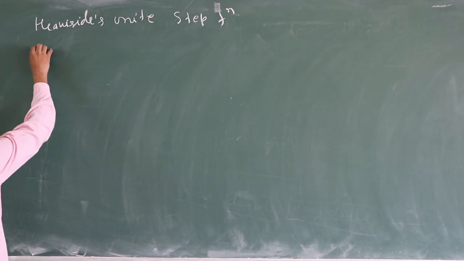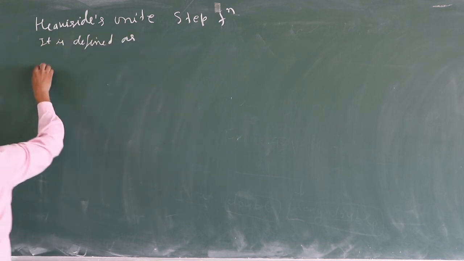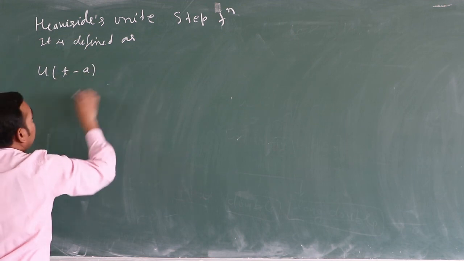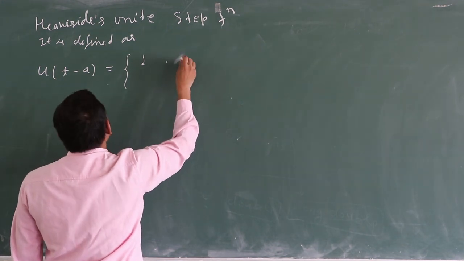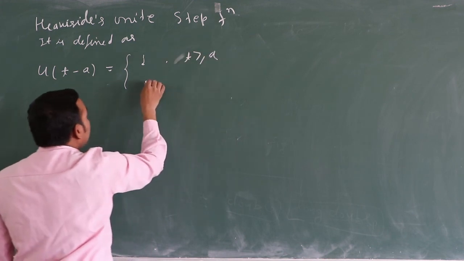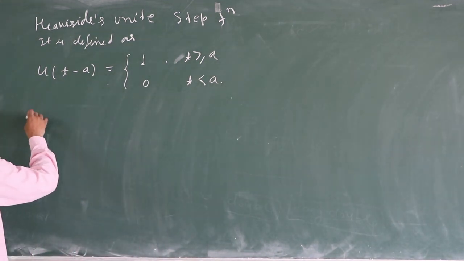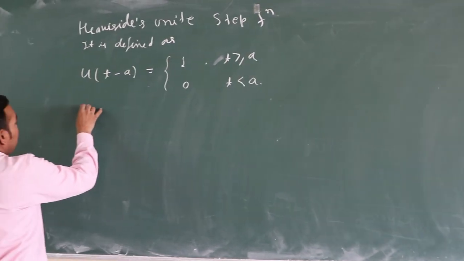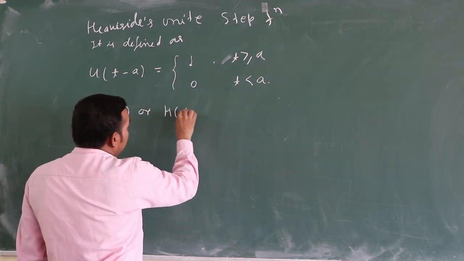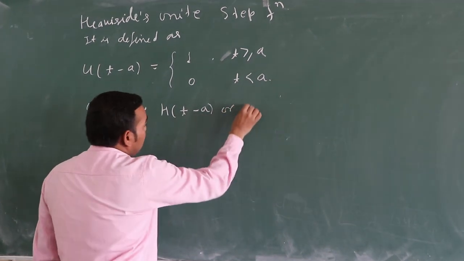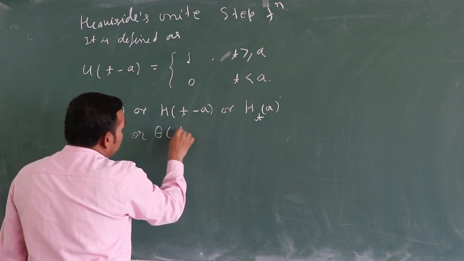It is defined as u(t minus a) equal to 1 if t is greater than or equal to a, and 0 if t is less than a. The Heaviside unit step function can also be written as u(t, a), or h(t minus a), or h(t, a), or theta(t minus a).